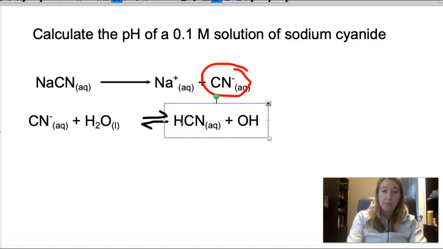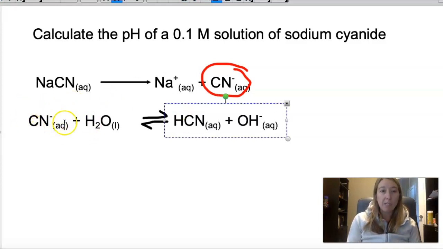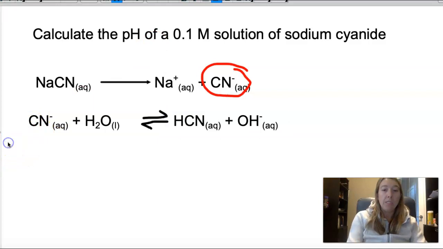And an OH minus. We have to transfer the proton because this has no proton, it can't donate to here, so we have to be taking a proton from here and moving it to here. Okay, so we set up our base table. We're going to X out the water, because the water is a liquid. We're not concerned about it.